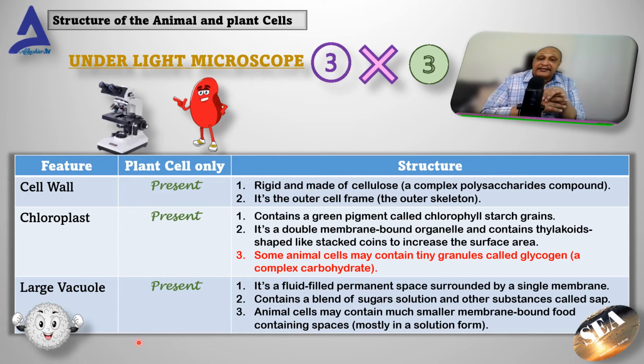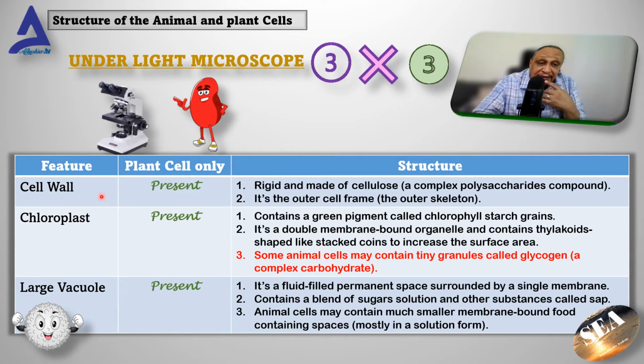Some animal cells may contain tiny granules which are not chloroplasts. They are called glycogen granules, and glycogen is a complex carbohydrate, specifically present in the animal cell, not in the plant cell.